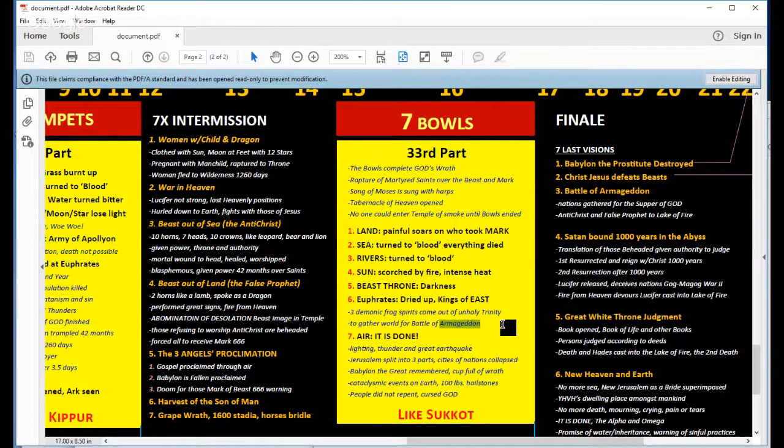But the battle never actually happens. They're just gathering there. The river has dried up, and the kings of the east, the demonic horde, are there ready for battle. But the 7th final judgment bowl is poured out into the air. And it says at that point, there's lightning, thunder, and a terrible earthquake. If you look at the description, one like it has never been before in all of history. This is the greatest of all earthquakes.